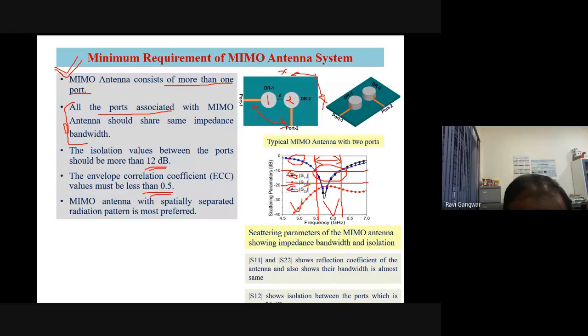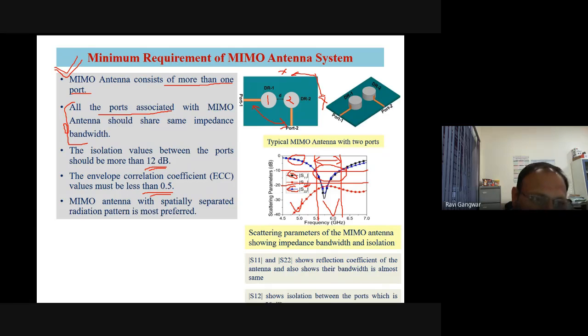When we see S12 analysis or S21 analysis, they basically give the port to port isolation. They do not give the field to field correlation. They give port to port isolation. Clear? These are two different things. Field to field correlation we calculate with respect to the far field values. And port to port isolation we calculate with respect to the S parameters.